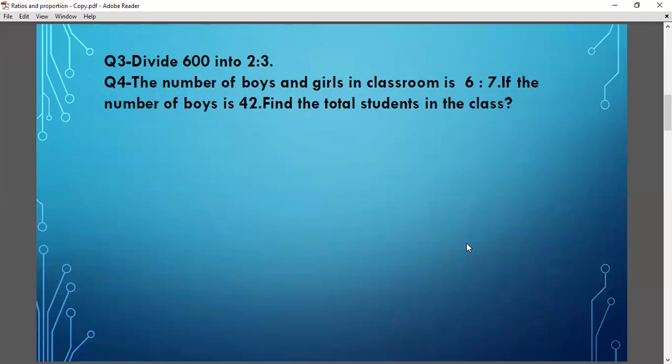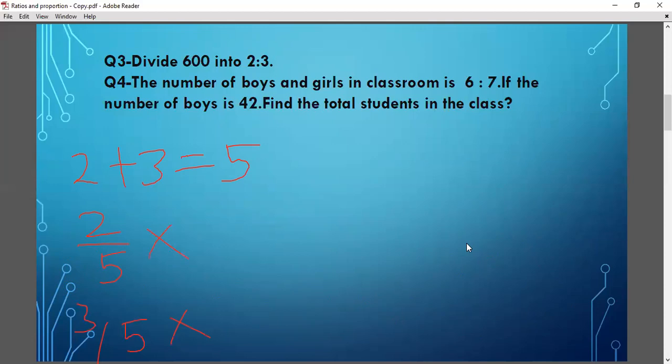Question 3. Divide 600 into 2 is to 3. So it's again very easy. Similar type of question. Again, the total value is given. You need to divide it into ratio 2 is to 3. So again, the very first step, you need to add the two ratio elements, that is 2 plus 3, which is equals to 5. Change this value into fractional parts. So 2 over 5 and 3 over 5.